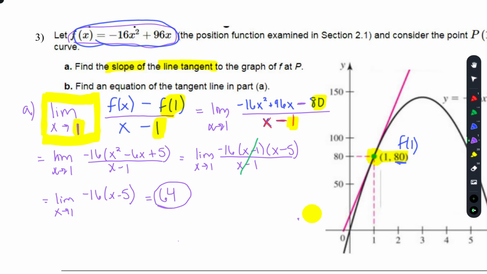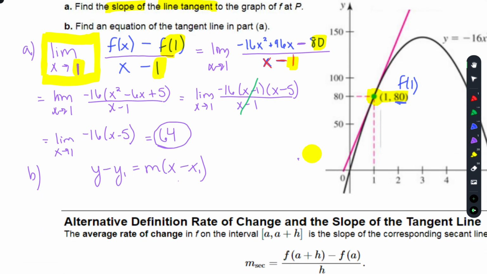Okay. Oh, and then there's B. Find the equation. Oh, that's easy. Throw it in point slope form. You literally do y minus y1. I don't like that f of a thing. That's just me. I like this one because it brings me back to my algebra roots. You know what I'm saying?